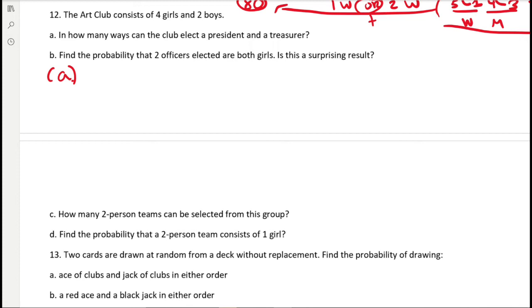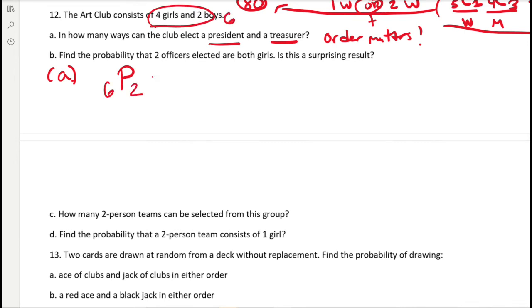You want to elect a president and a treasurer, which means that you have two ranked positions. So in this case, order matters, right? It matters who you choose first, because the first person is going to be president, and the next person will be treasurer. If you switch the names, then they're going to be different positions. So order matters, so you're using a permutation. You've got a total of six people, and you're choosing two positions.